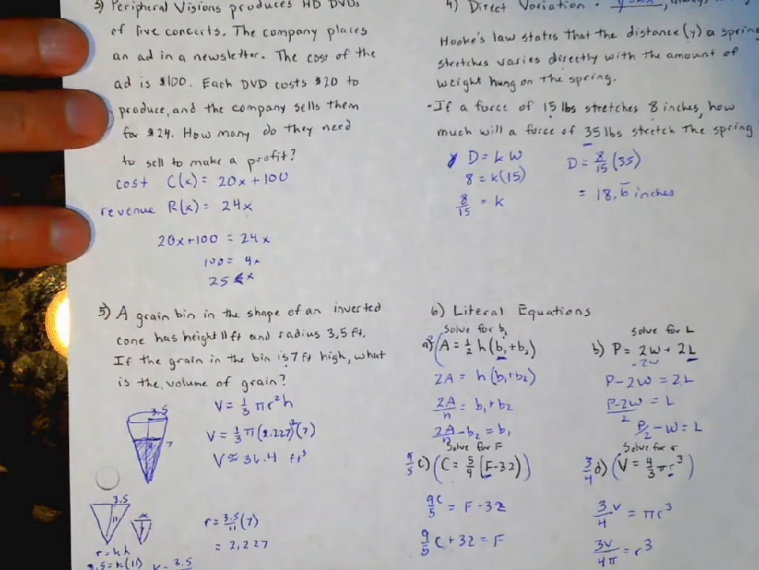If you remember back in Algebra 2, how to get rid of the r to the third? Well, we're going to take the cube root of both sides. So we have the cube root of 3v over 4 pi. And the cube root with the cube cancels out, so I just have the r.